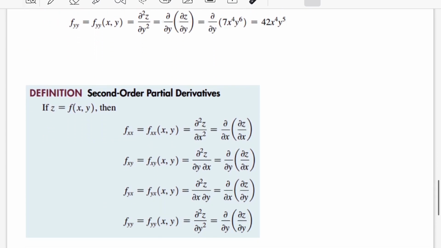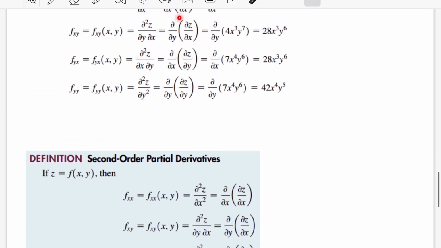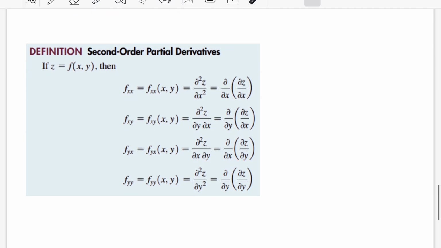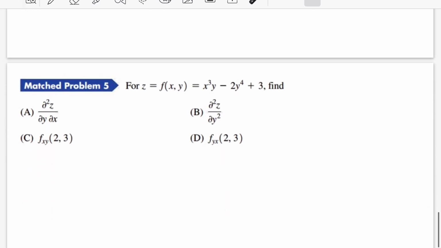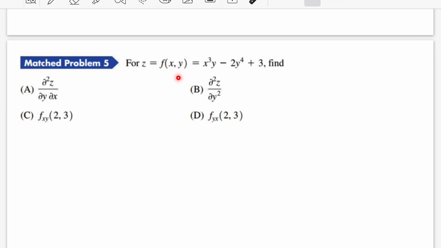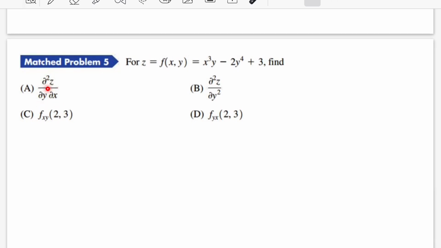Here are the formal definitions laid out here, but that's the same that we see here. All right, and just make sure that you're comfortable with this notation as well. We'll be using them interchangeably. So let's look at these examples here. We're given this function z here, and we first want to find the second order partial derivative of this, first with respect to x and then y.